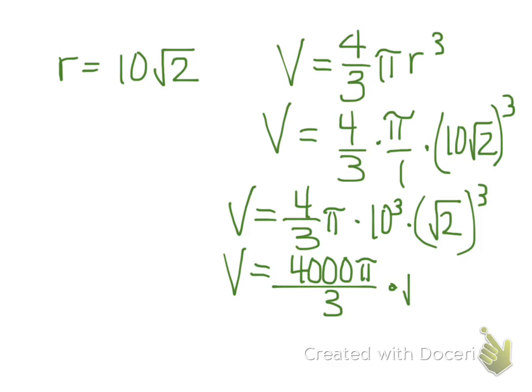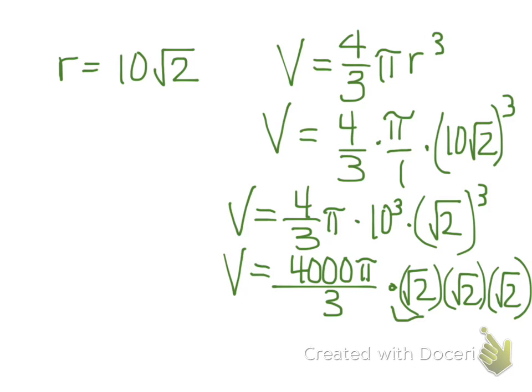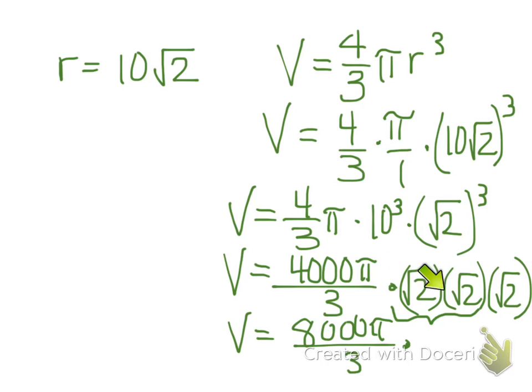And then we have times the square root of 2 times the square root of 2 times the square root of 2, right? That's what it means to be cubed. So square root of 2 times square root of 2 is 2, and then we still have one square root of 2 left. So we've got 2 times 4,000 pi over 3, which would be 8,000 pi over 3 times something. There was one little factor left here. These two became a 2 and multiplied the 4,000 here. So we get 8,000 pi over 3 times the square root of 2.